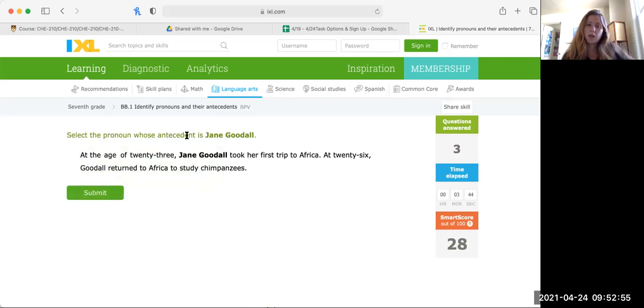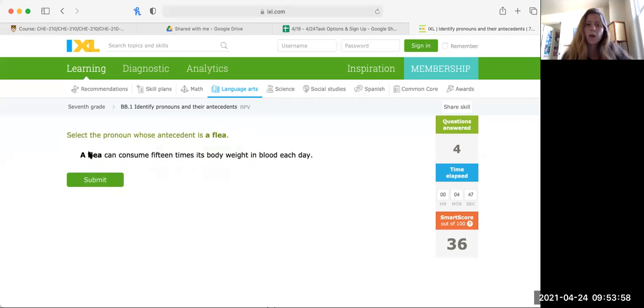The next one we're going to work on is select the pronoun whose antecedent is Jane Goodall. At the age of 23, Jane Goodall took her first trip to Africa. At 26, Goodall returned to Africa to study chimpanzees. Let's find a pronoun. Again, there's only one pronoun. Jane Goodall took her first trip. Her is referring to, who's her? It's Jane Goodall.